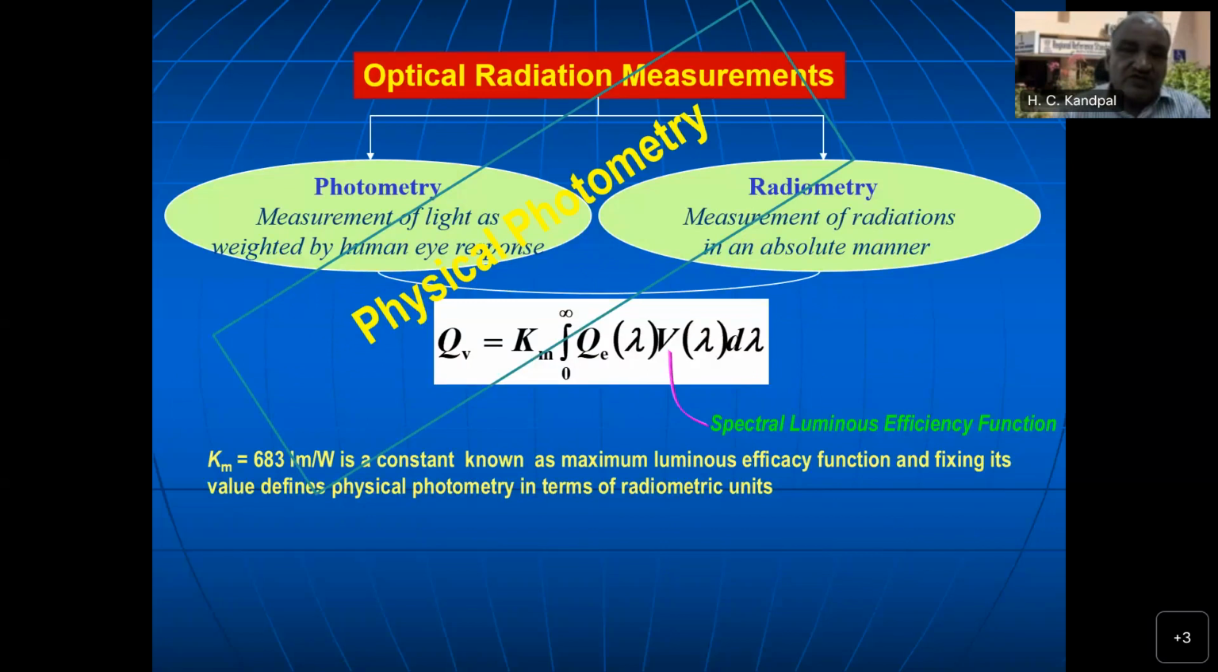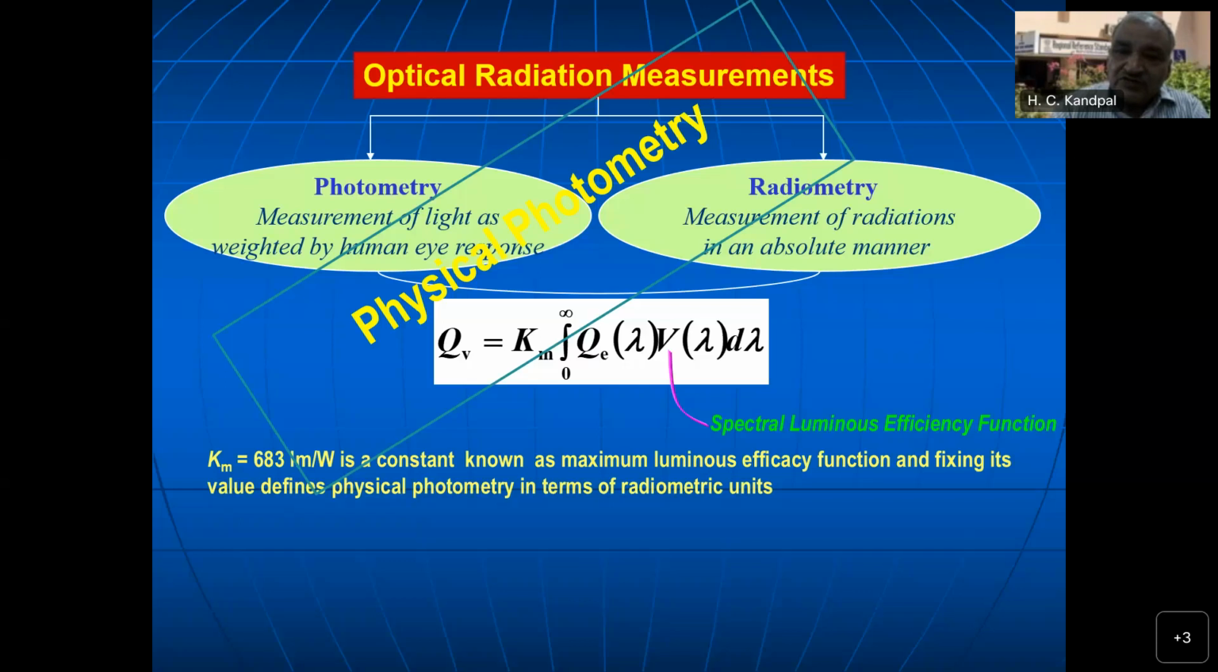So now we come to the part from physiological photometry to physical photometry. As I told you, light is a part of energy and it can be expressed in terms of watt. And when it is expressed in terms of watt, that is called radiometry, radiation measurement. So once absolute measurement of radiation takes place, that is called radiometry.